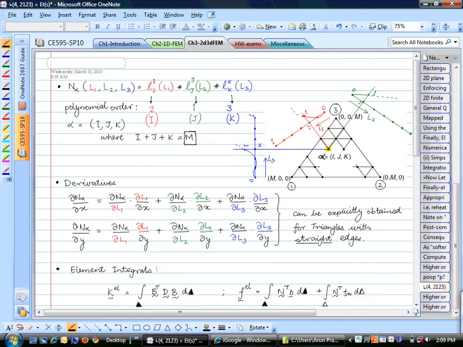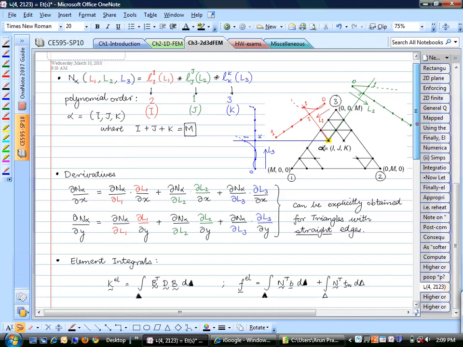The total polynomial order in L1, L2, L3 of this shape function for node alpha is going to be M. And not just for alpha, alpha can be anything. For any node in this triangle, the total polynomial order is going to be M, which is 6 in this case. So this fact will help us later when we are trying to calculate derivatives and how to calculate the integrals of those polynomials.